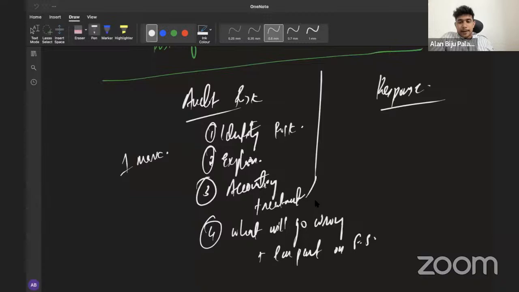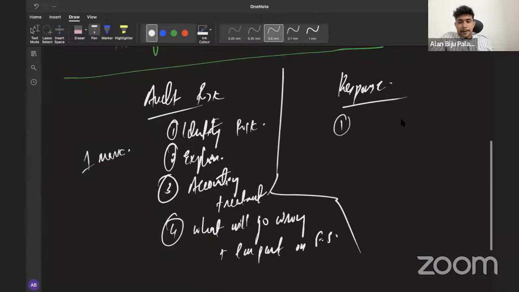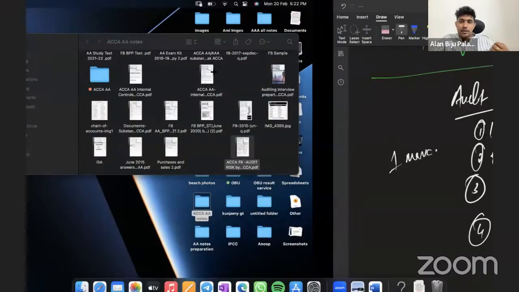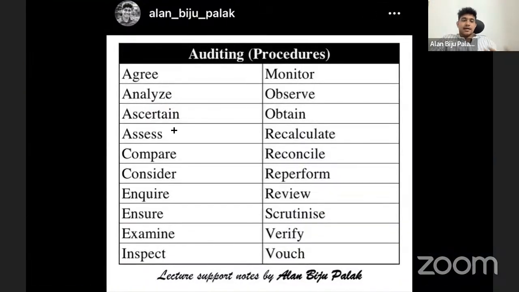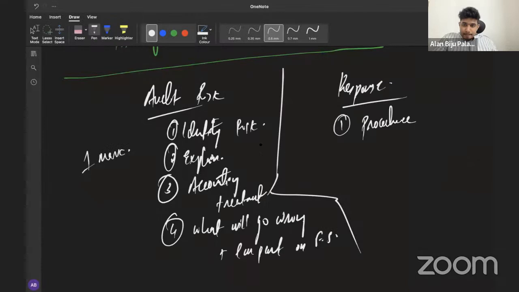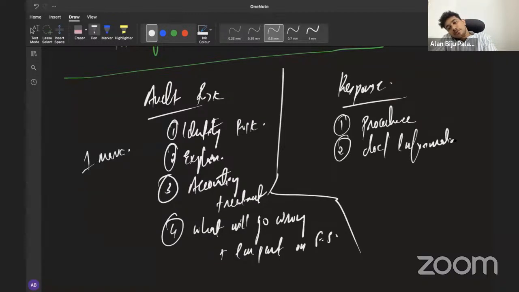Response. First of all, you must always ensure that you are clearly providing a proper procedure: enquiry, inspection, observation, recalculation, reperformance. So this sort of procedures have to be used. Agree, analyze, ascertain, assess, compare, consider, inquire, monitor, observe. Anything can be used according to the scenario. Then, thereafter, you need to clearly provide the name of a particular document or whatever information you want. That has to be mentioned.